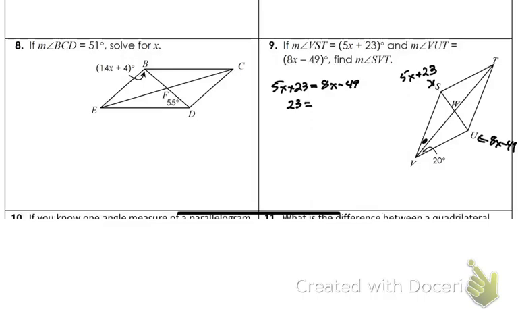73 equals... subtract 5x from both sides, and I'll have 3x minus 49. I would add 49 to both sides. That would give me what, 73? No. 72 divided by 3x, so my x would just equal 9.